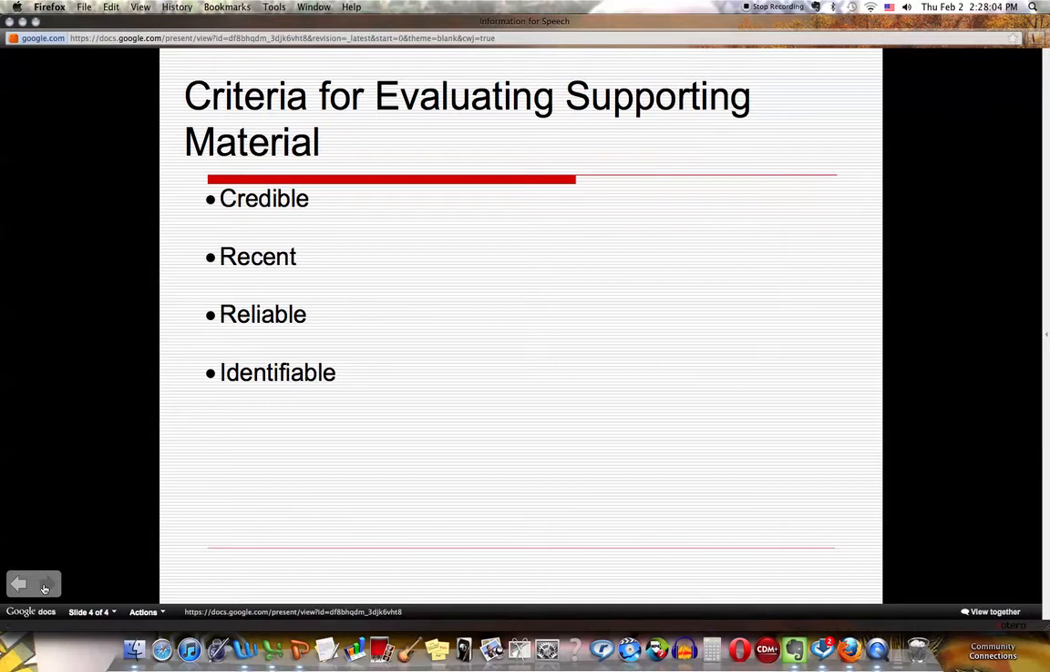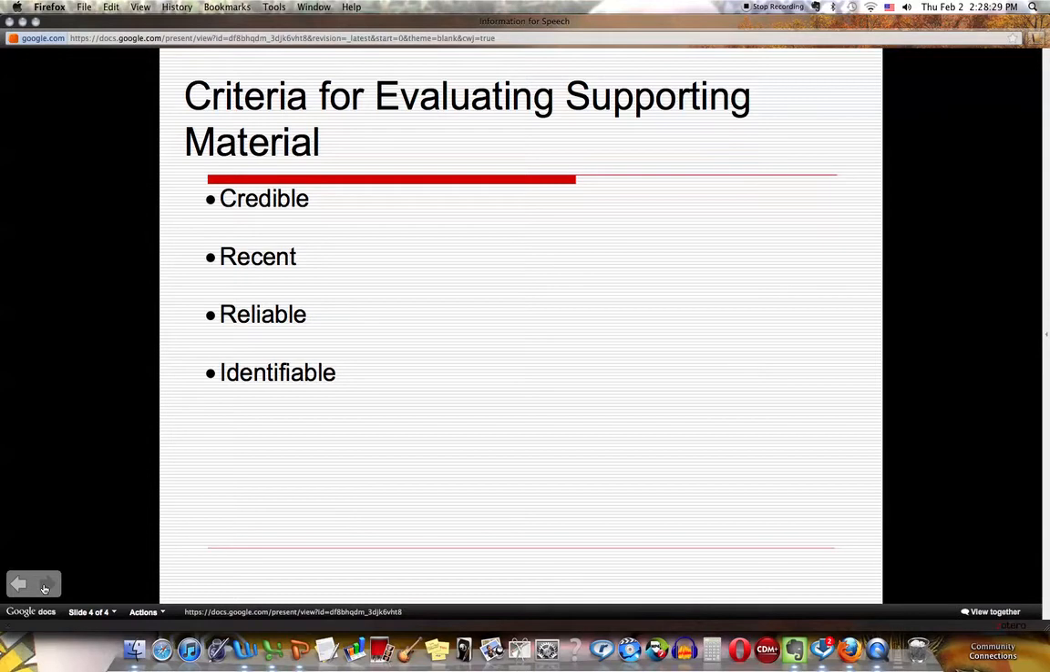Second thing you want to look for is recent. Has the information been produced in the last few years, particularly statistical data? You want as recent a set of reliable information as you can find. Is it reliable? That is, was the research conducted, or was the evidence found, in a manner that's consistent with academic standards at college level?